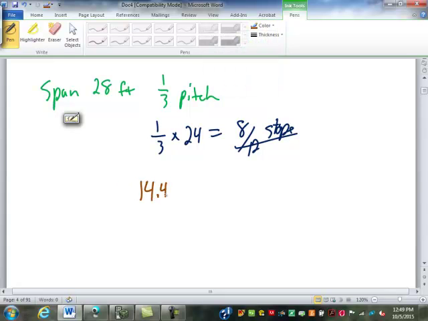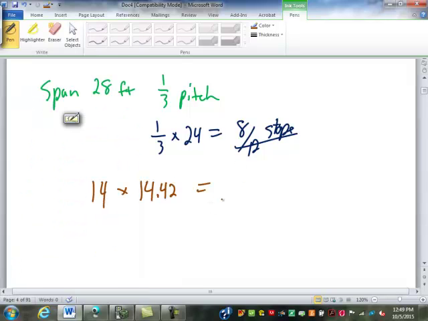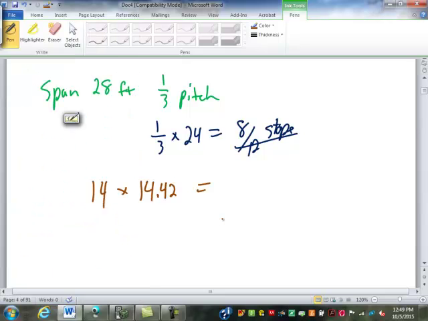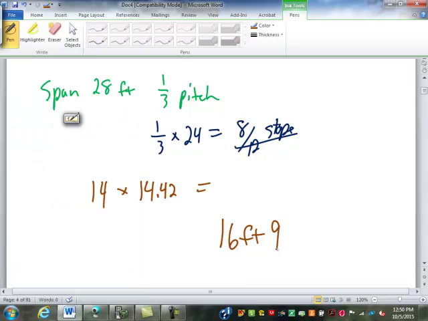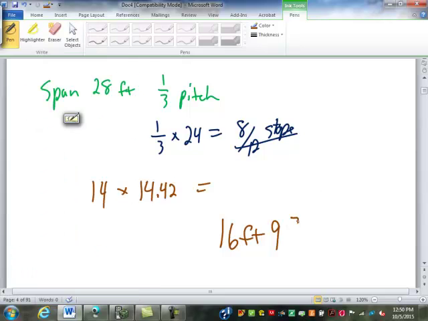So we look up the 8/12, which is 14.42. What are we going to multiply by 14.42? 14, which is going to give us 201.88. Okay, so we're going to take that 201.88 and divide by 12. We're going to go to 16ths. So 16 feet. We'll subtract the 16 and multiply it back by 12. 9.88. So 9. Subtract the 9, times 16. 14. So that's 14 16ths or 7/8.